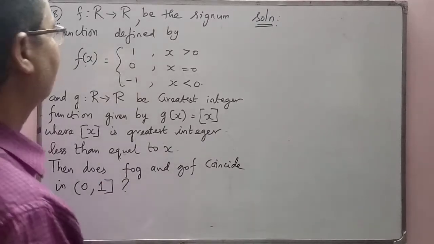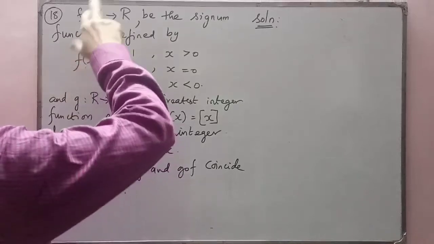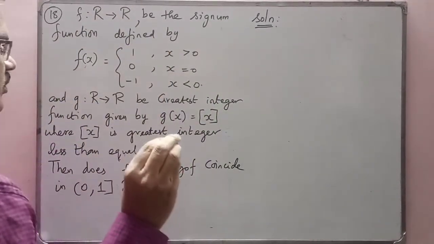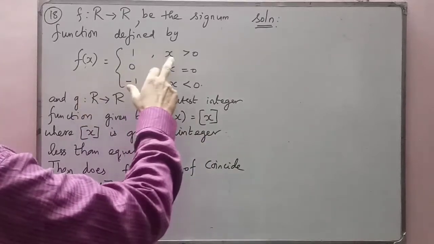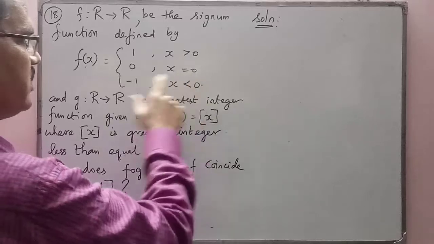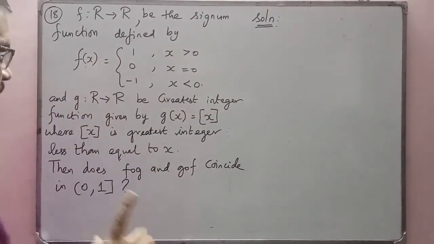This is question number 18, children. The question says function f is defined from R to R, the set of real numbers to the set of real numbers, be the signum function defined by. Signum function is a very specific function. For all x greater than 0, it will return a value of 1. For x equal to 0, it will return 0. For lesser values, the function will return negative 1.